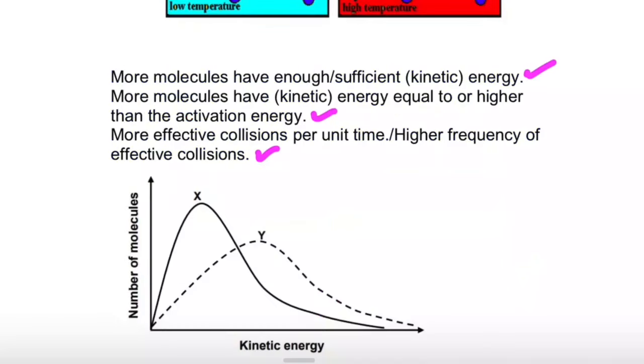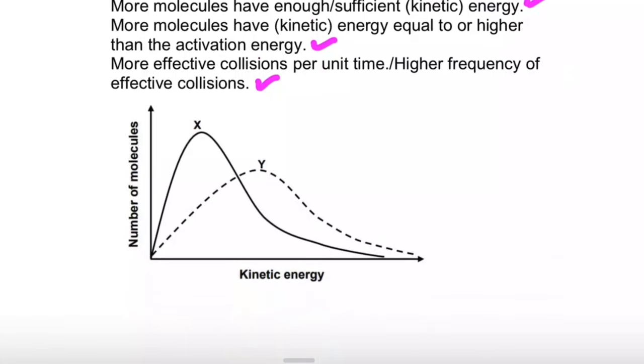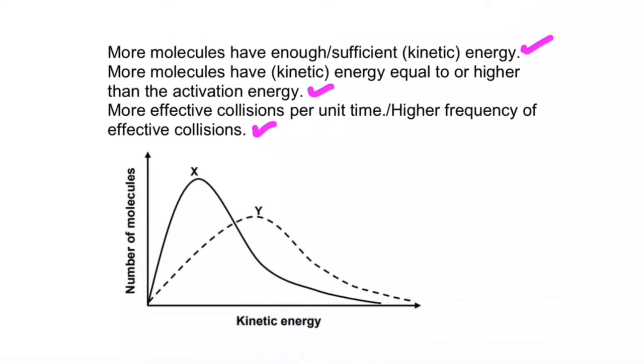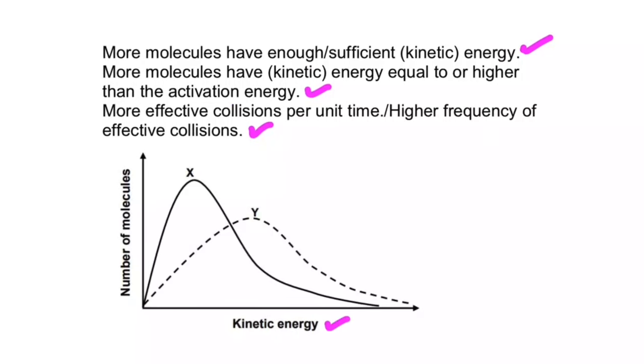Okay, and then the graph that we're seeing in front of us, what is that all about? So this graph is the Maxwell-Boltzmann distribution curve, okay? It shows you the kinetic energy on the x-axis and the number of molecules on the y-axis, right? This is how the distribution of energies looks like throughout the molecules in a substance. But take a look at this. When we increase the temperature, we get this graph that is represented by y.